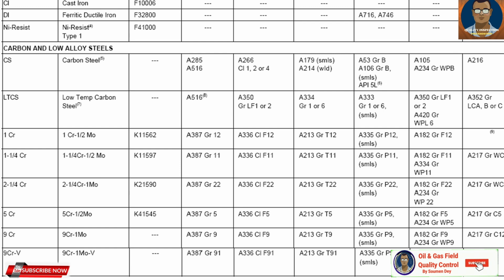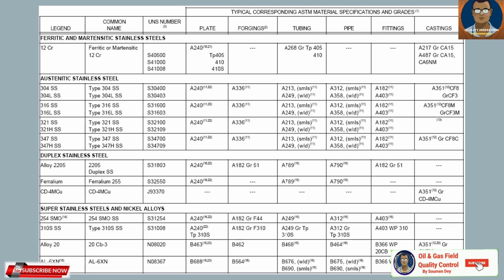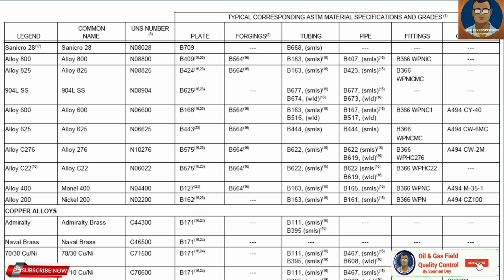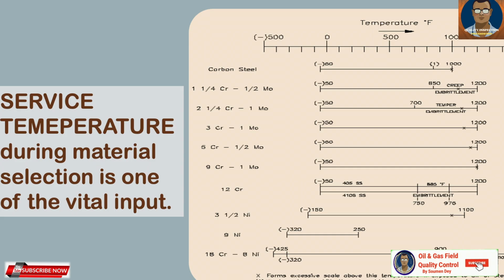LTCS is low temperature carbon steel. These abbreviations, all design engineers and piping engineers who have worked many years in plants and refineries, know very well. This is a continuation of that table. Here are some austenitic stainless steel, duplex stainless steel, super stainless steel, and nickel alloys, and how they are represented.